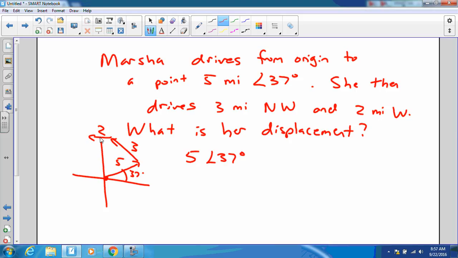So here we go. Let's farm this out. 5 miles at 37 degrees, rectangular form, go. 3 miles northwest, rectangular form, go. And 2 miles west, rectangular form, go.